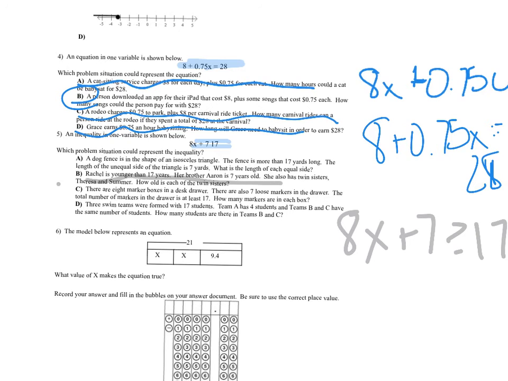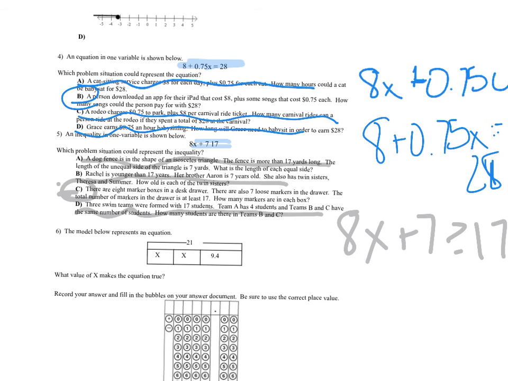C, there are 8 marker boxes in the desk drawer. There are also 7 loose markers in the drawer. The total amount of markers in the drawer is at least 17. So that means it's greater than or equal to 17. How many? I think that's going to be our answer. But let's go ahead and read D. 3 swim teams were formed for 17 students. Team A has 4 students. Team B and C have the same number of students. How many students are on Team B and C? That's not going to work either. So our answer is going to be answer choice C.